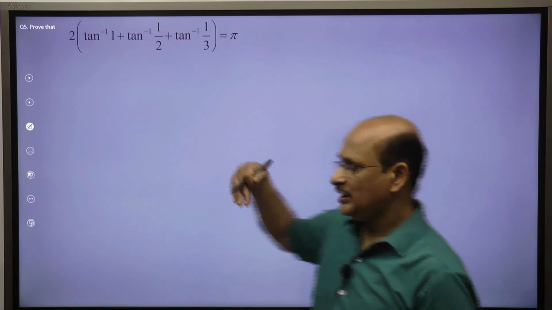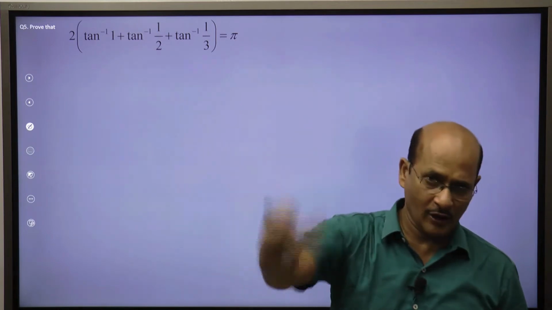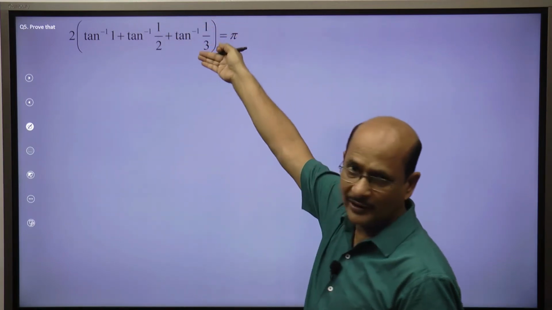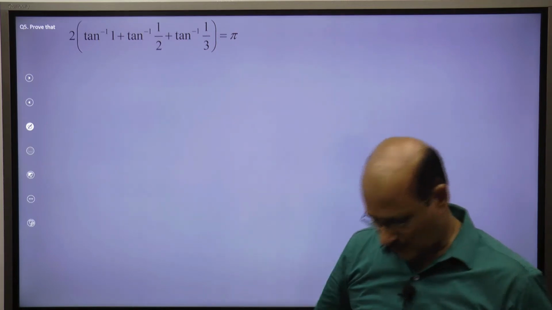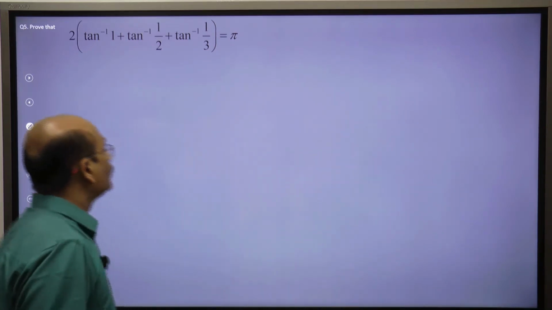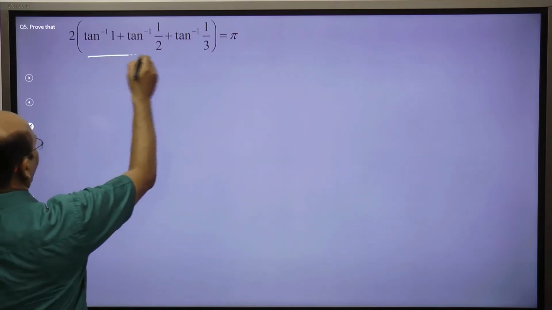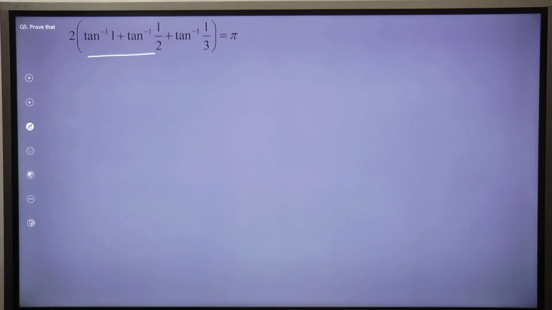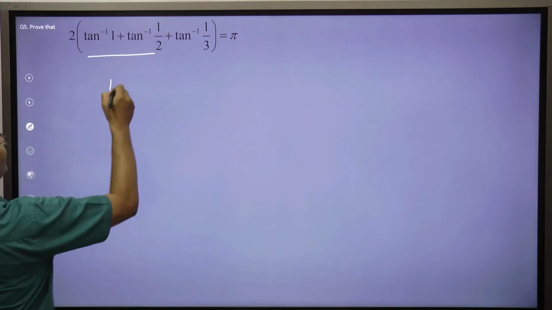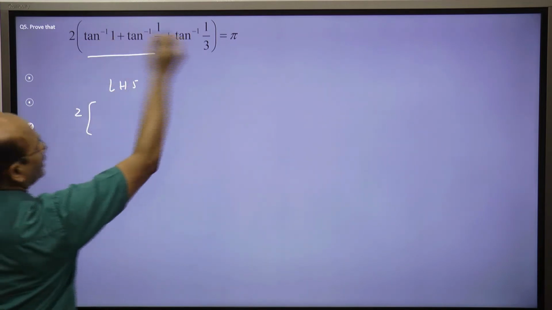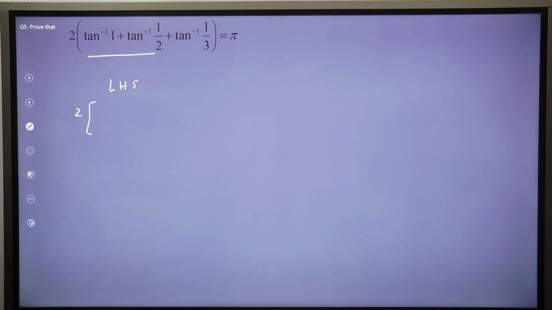Instead of a single inverse ratio or a pair of inverse ratios, you have tan inverse 1, tan inverse half, and tan inverse 1 by 3. So there is no pattern there. So what I suggest is, at a time you can convert or understand only one pair. I am talking about the LHS now. So let me apply the formula and see what comes out. This 2 you can keep up, or take it down also, there is no issue at all. So 2 as it is.